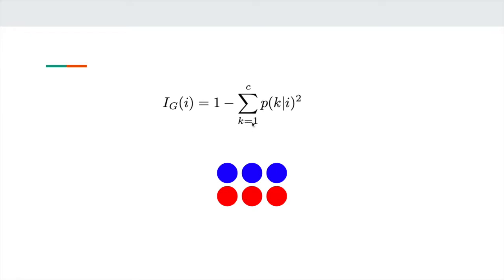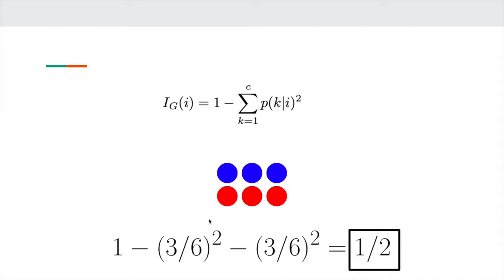Here, K is, as I mentioned before, the index variable, and C is the number of classes. Here, there are two classes, right? There are two types of objects in our data set. There are blue marbles, and then there are red marbles. So what's the probability that you pick a blue ball? It's 1/2. And what's the probability that you pick a red ball? It's also 1/2. Given all that information, try to calculate the Gini impurity for this data set. Pause the video.